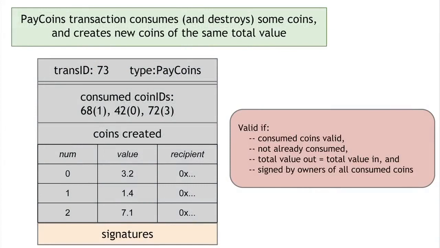Scrooge will accept it. He'll write it into the history, into the blockchain, and everyone will see that this transaction has happened. One thing to note about this scheme is that coins are immutable. Coins are never changed, they're never subdivided, they're never combined. All they are is created once in one transaction and then later consumed in some other transaction.